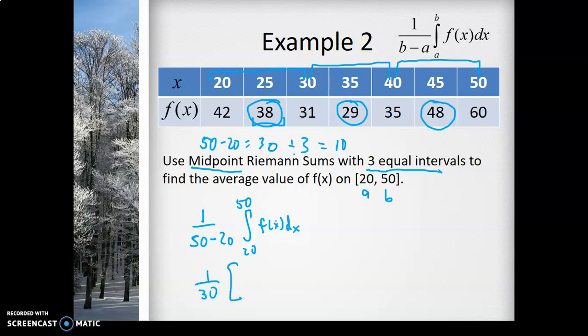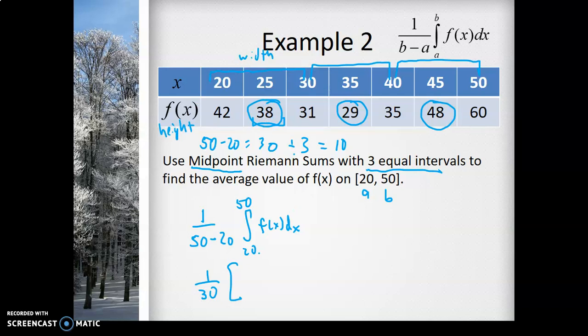And to find the value of this integral, I'm going to be doing a Riemann sum. Now remember, Riemann sums are either just adding up a bunch of rectangles or adding up a bunch of trapezoids. In this case, we're doing a bunch of rectangles. So for each rectangle, we're going to need a width, so between 20 and 30, and then a height, which we're going to use as our f of x value. That's going to be the height that we use, width and height, for our rectangles.